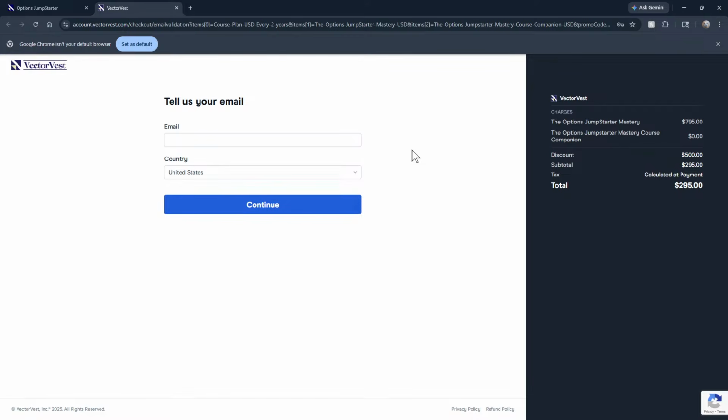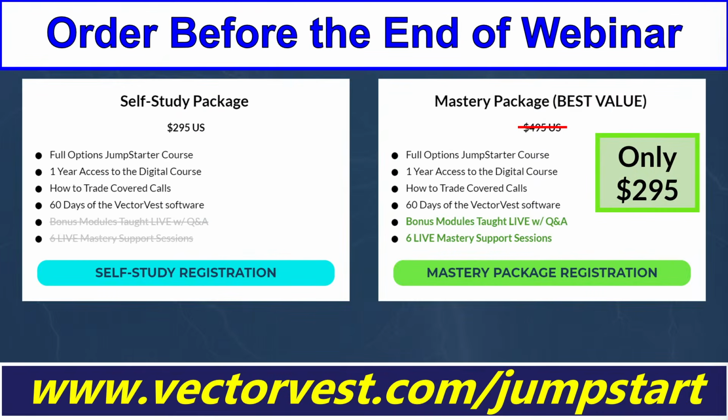Now, if you put in your email address and you are already a VectorVest member, it wouldn't pop up. It'll just show a message saying that the email address already exists, and it'll just ask you to sign in. Just hit sign in, and that way it'll put the course on your existing account. All right. Now, if you have any questions about registering, just give our team a call, or you can let us know in the chat.